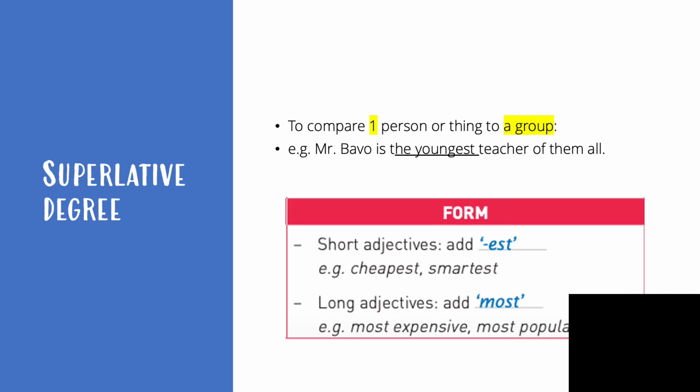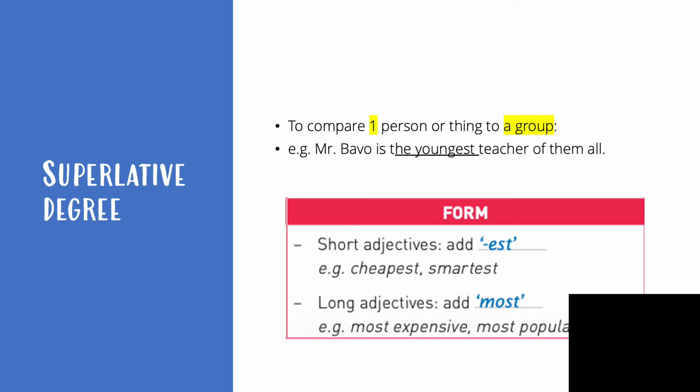Dan komen we bij de laatste trap. Dat is de superlative degree, de overtreffende trap. Dus iets is het grootst, het mooist, het lelijkst enzovoort. You're going to compare one person or thing to a group. Dus je neemt één ding of één persoon en je gaat dat met een groep vergelijken. For example, Mr. Bavo is the youngest teacher of them all. Hij is het jongst van alle leerkrachten. Dus we hebben hier meneer Bavo en die gaan we vergelijken met de andere leerkrachten, met de groep.